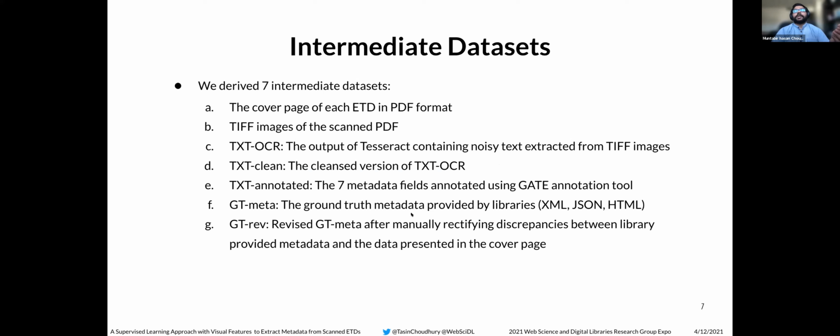And then for a research purpose, since we are using CRF model, we have to annotate the metadata fields. So we have annotated 7 metadata fields, and then we also downloaded the ground truth metadata, which has been provided by libraries, by the digital libraries. And these are in XML, JSON, and HTML format. And we had to revise this ground truth library metadata because there are some discrepancies between this library provided metadata and the data represented in the cover page. For example, chemistry has been defined as polymer or chemical engineering in the library provided metadata. So we had to visually inspect the scanned cover page of PDF, and then we created the revised version of this ground truth metadata.